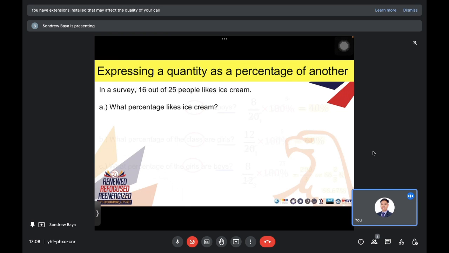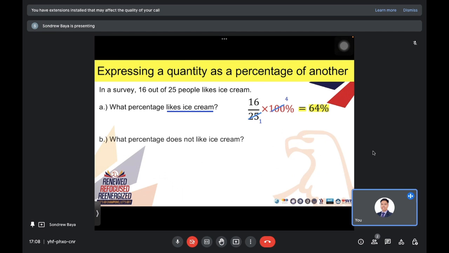So there are 16 people who like ice cream, so that would be 16 out of 25, meaning out of how many are there in all. So converting it into percentage times 100, simplifying ahead of time, this gives us 64%. Alright? Now, how about the percentage of those who do not like ice cream?